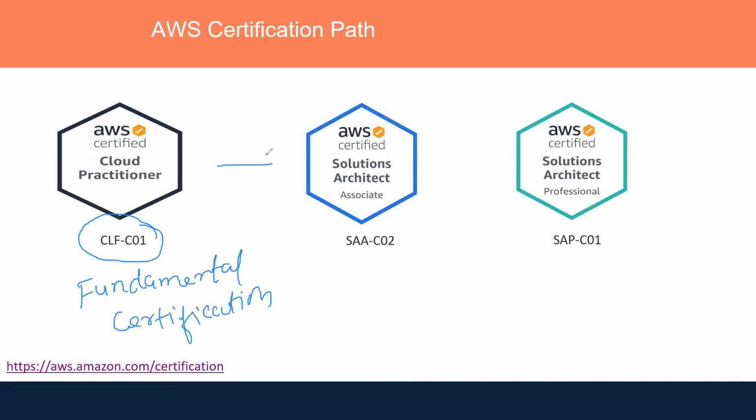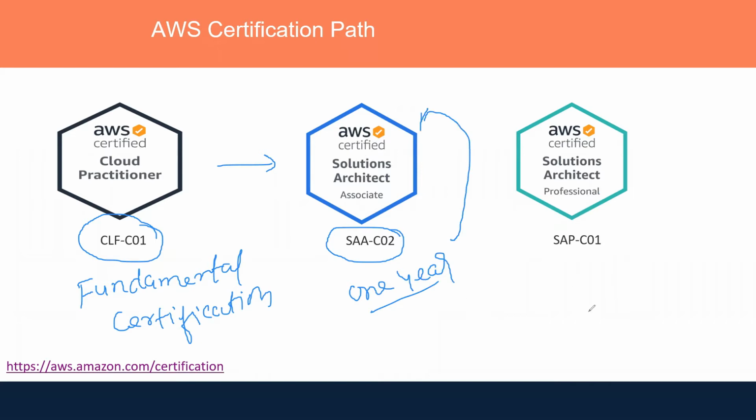Then if you want to go to another level, this is another certification offered by AWS, the AWS Certified Solutions Architect Associate. The exam code is SAA-C02. This certification is an intermediate level, or we can say associate level, certification. If you have 1 year of practice on AWS cloud, you can go for this certification.